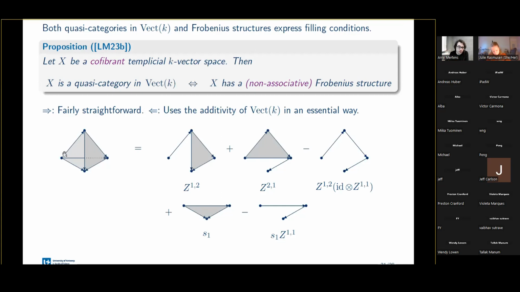So here I have a picture of a horn. I hope it's clear which face is missing. It's the left one here. The idea is that you can pull this horn apart into a bunch of necklaces, fill in each necklace separately, and then take some alternating sum of all of these fillers, and then this will be a filler of the horn. And the crazy thing is that this works. It's a very cute little proof, I think. Okay, this is not a proof, this is just a drawing, but it works rigorously, I promise. So that's the idea.